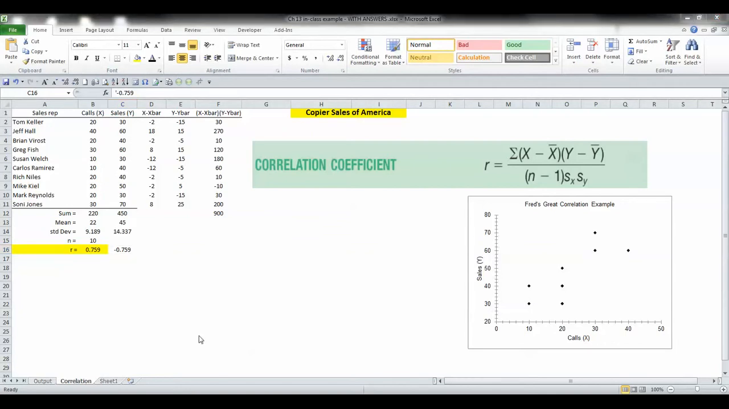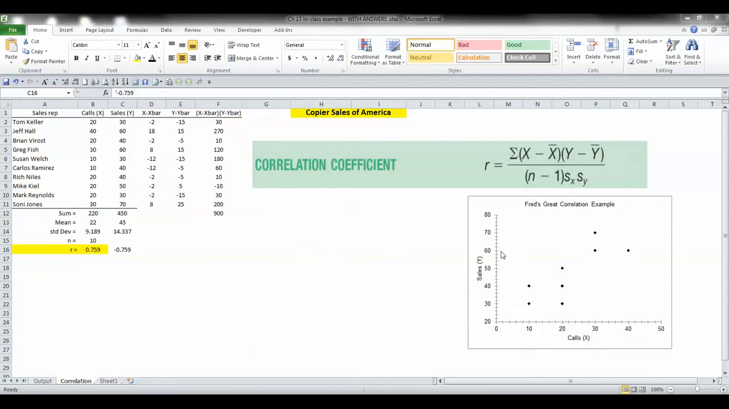Okay, so we're finding out some really exciting information about the Copier Sales Company of America here, but let's not get too far ahead of ourselves. I have a couple of cautions for you when it comes to the correlation coefficient. And the first has to be the direction of causality. Actually, causality in and of itself is a caution for you.